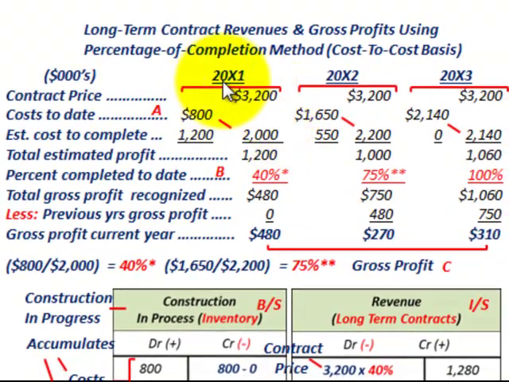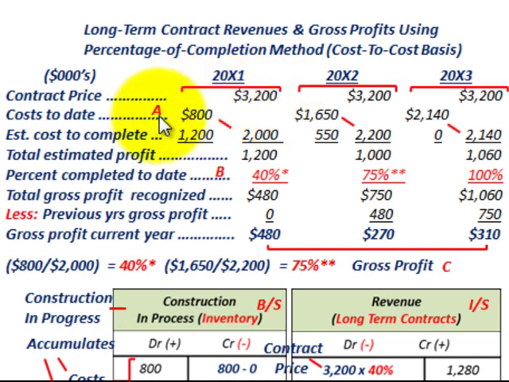We're going to have this long-term contract, and we're going to lay it out in this form. Everything is reported in thousands of dollars for simplification, but the contract's going to be over these years, 20x1, 20x2, and 20x3. So we have 3 years on this contract. We start out with our contract price, which is $3,200,000, and I'll just refer to it in this case as $3,200.